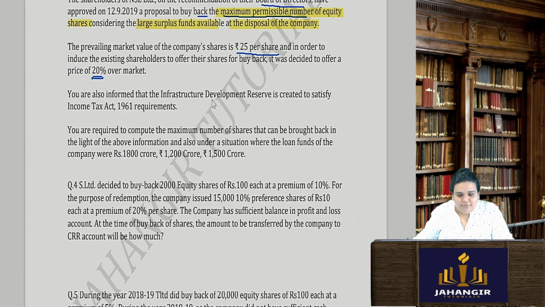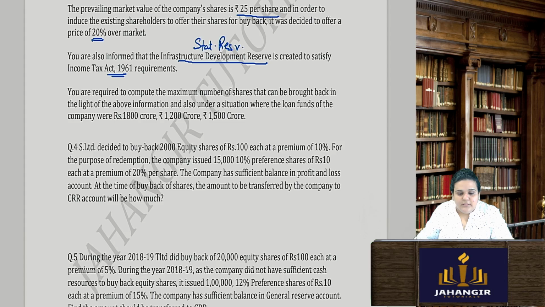You are also informed that the infrastructure development reserve is created to satisfy the Income Tax Act requirement. So this is a statutory reserve. You cannot use this freely for buyback and all that, it is as per the act. You are required to compute the maximum number of shares that can be bought back in the light of above information, under the situation where the loan funds of the company are rupees 1800 crore, second situation 1200 crores, and the last is 1500 crores.